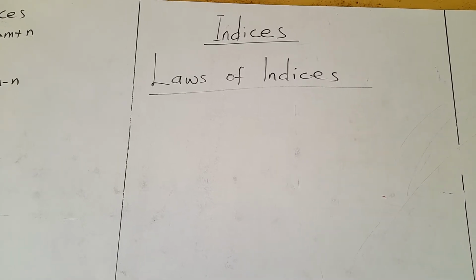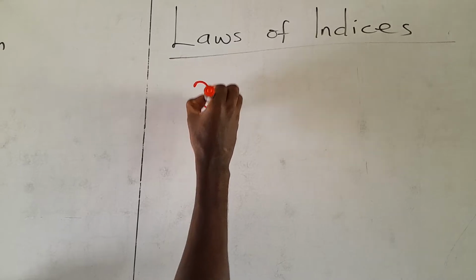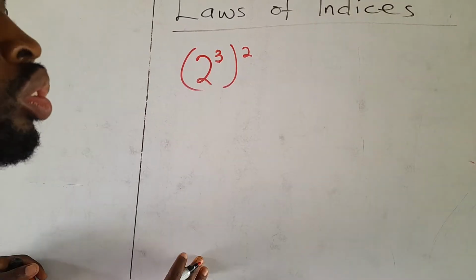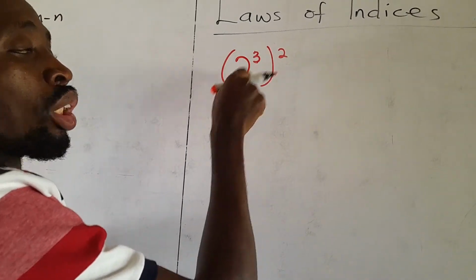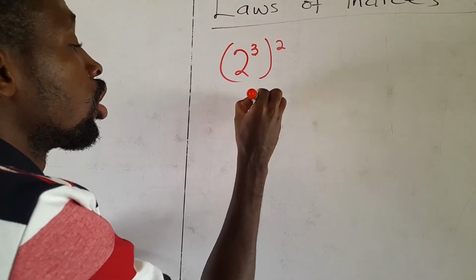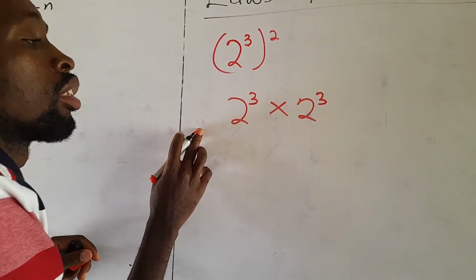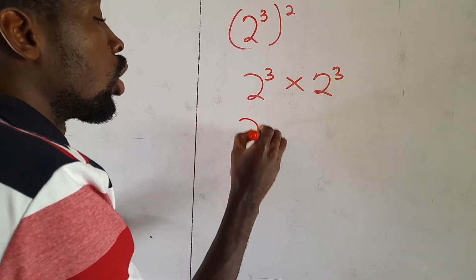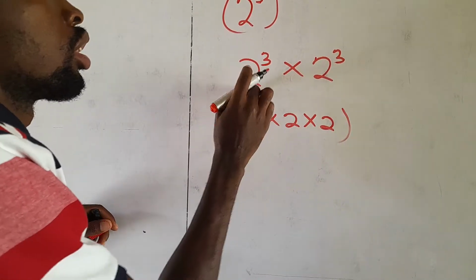Okay, so now look at it. When we have, let's say, 2 exponent 3 all exponent 2. So 2 exponent 3 exponent 2 means what is in this bracket, we multiply it by itself twice. So we can say this is 2 exponent 3 times 2 exponent 3. Then this, it means we multiply the 2 by itself 3 times. Then 2 times 2 times 2 for this.